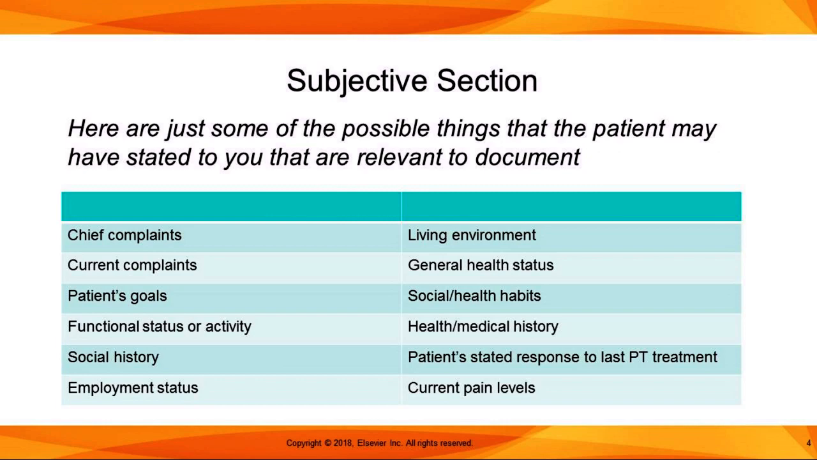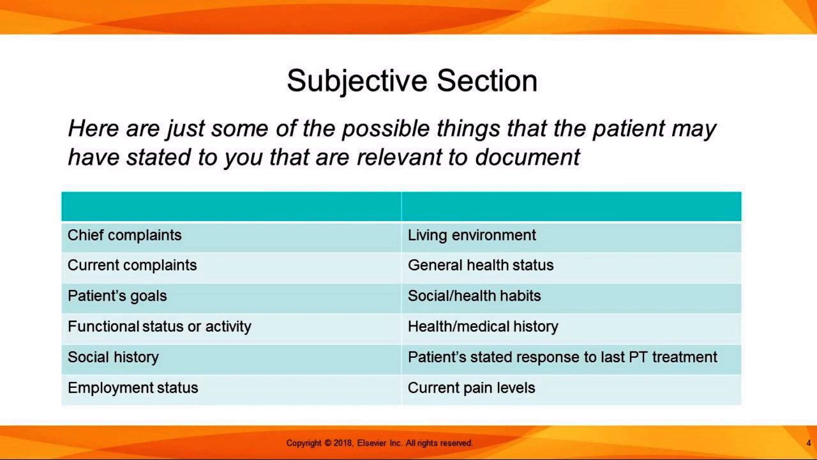The patient's health and medical history. If somebody has diabetes, they're going to heal more slowly. If somebody has heart disease, you're probably going to adapt the exercise that you have them do, potentially. If they have other health issues or something in their medical history, well, I had a knee replacement 3 years ago. That's relevant. The patient's stated response to the last PT treatment. So they come in and they go, man, I was sore for 3 days after the last session. Can we tone it down a little bit today? That's pretty important to write in the subjective.